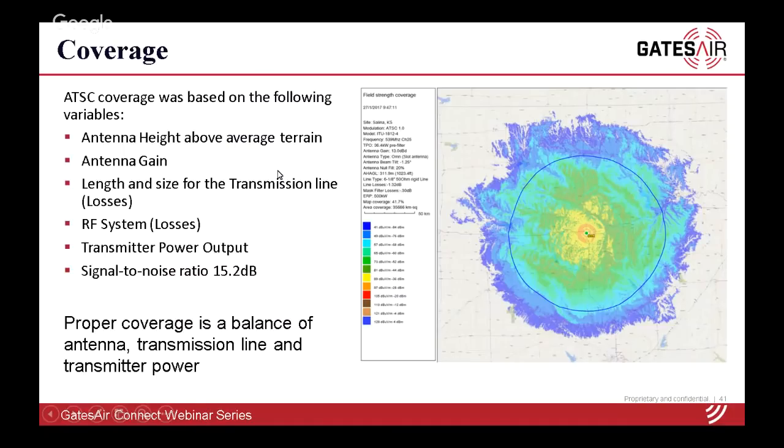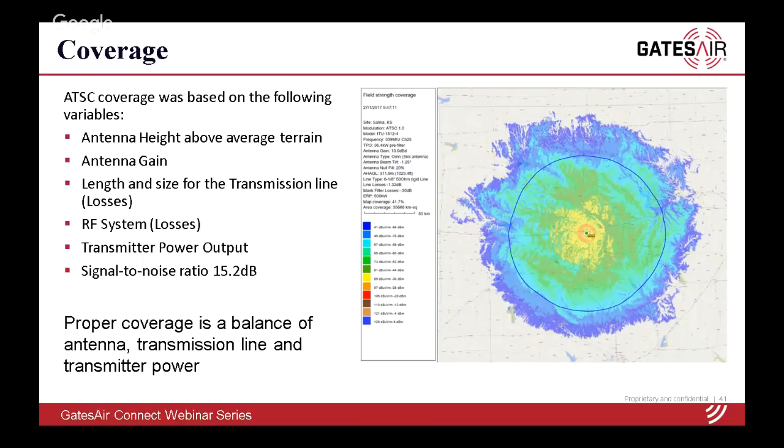So if I look at all the variables that go into an antenna, looking at null fill, beam tilt, polarization, and what we're doing for repack today, there's a lot of things that we can do when it comes to antennas, especially when it comes to null fill and beam tilt, to really help get you better coverage.